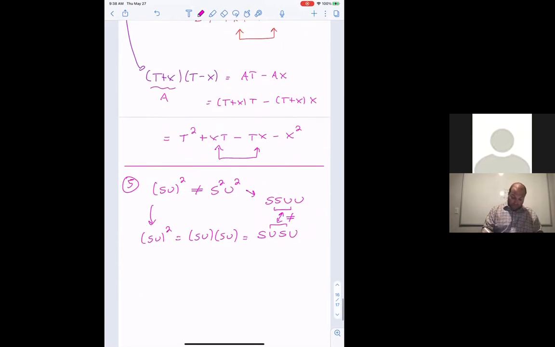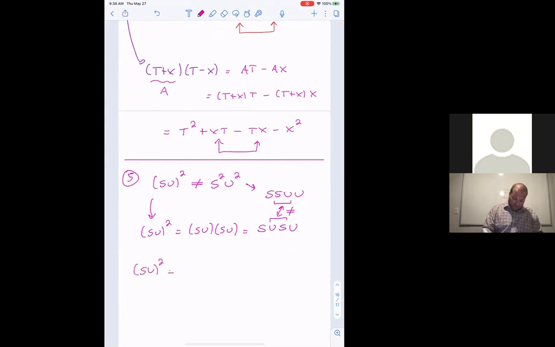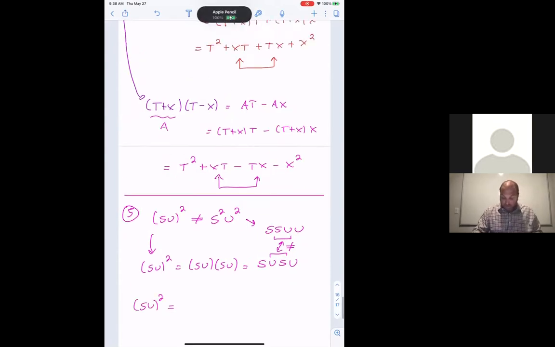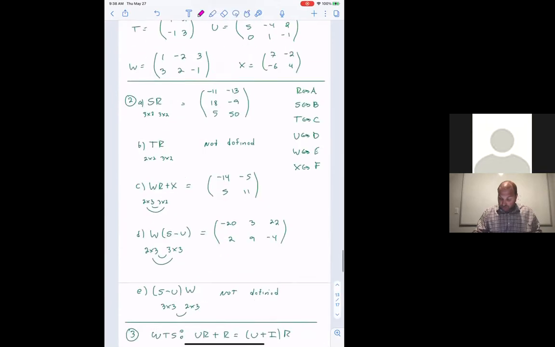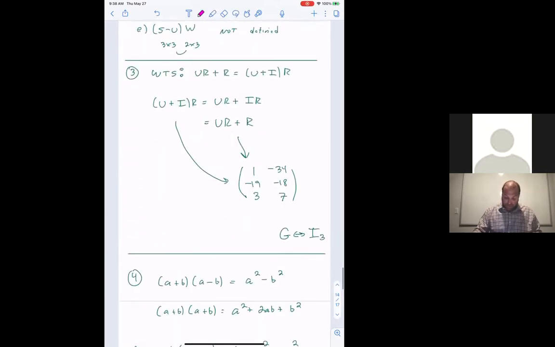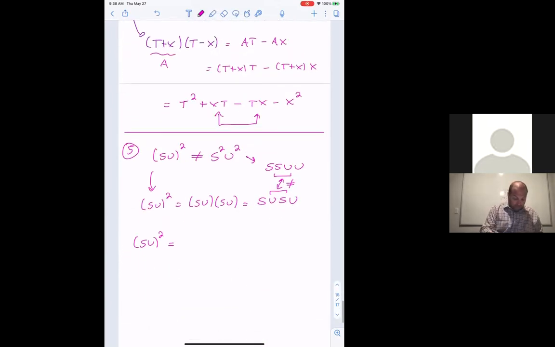What is (SU) squared? Well, let's go back to our calculator. S was B and U is D. So second matrix, B, times second matrix, D, get that, and square it. Gives me 37, negative 33, negative 264, negative 348, 352, negative 240, negative 9, 508.